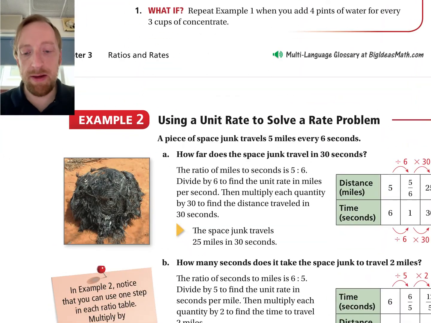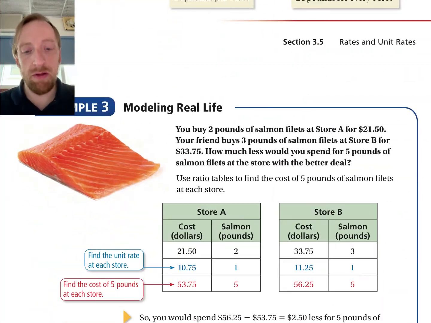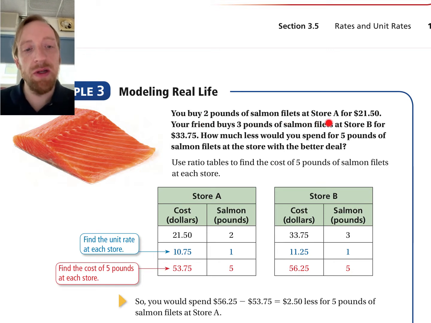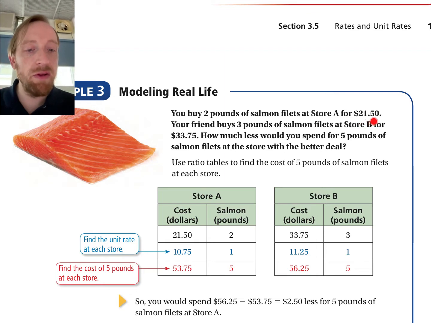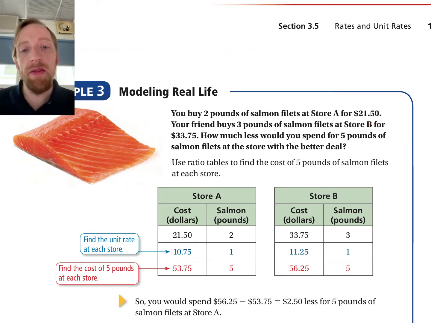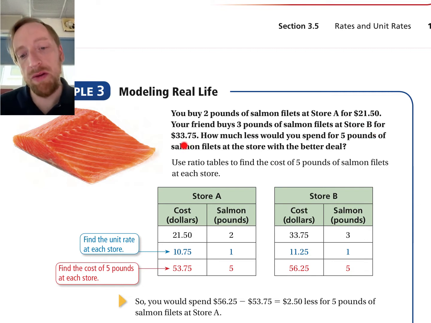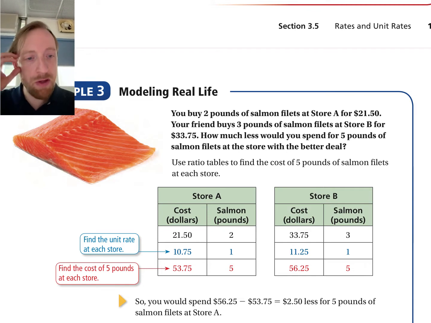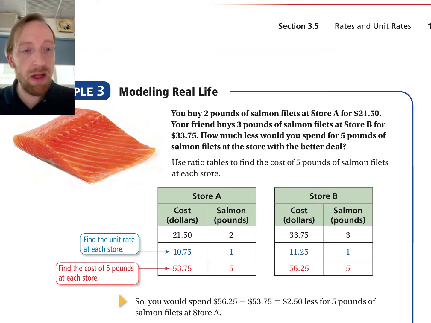So let's move down to this example here. Let's say you're shopping for fish and you go to a store and they say that 2 pounds of salmon fillet costs $21.50. And then 3 pounds of salmon at another store costs $33.75. Well, if you don't know how to figure out which one is cheaper, then you're going to spend a lot of time in your life spending too much money on things.